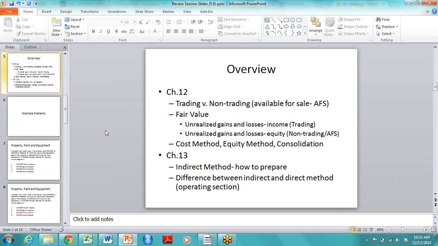And then finally, Chapter 12 and Chapter 13. In Chapter 12, we talk about trading versus non-trading securities. Sometimes non-trading is called available for sale, but I think the professor will use the terminology in the book, which is non-trading. We also talked about how to do the initial accounting for debt investments and stock investments, which include trading and non-trading securities, as well as understanding how to calculate changes in fair value. And unrealized gains and losses go in income for trading, and unrealized gains and losses go in equity for non-trading.